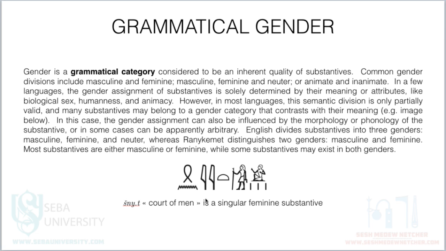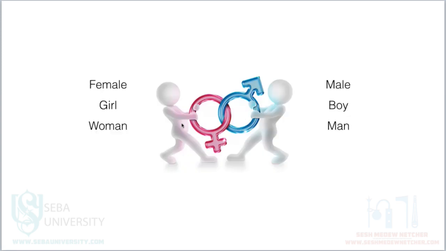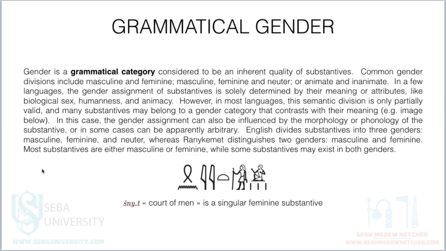Okay, so this is an example of where the biological sex is in contrast to the grammatical gender of the word. This is why it's important to understand the difference between biological sex, as we would normally discuss this, you know, female, girl, woman, and male, boy, man, with grammatical gender. All right, so we have to keep that in mind. And there's some overlapping.